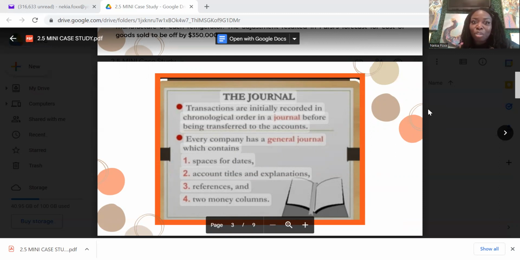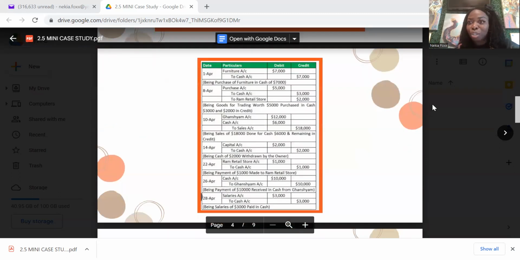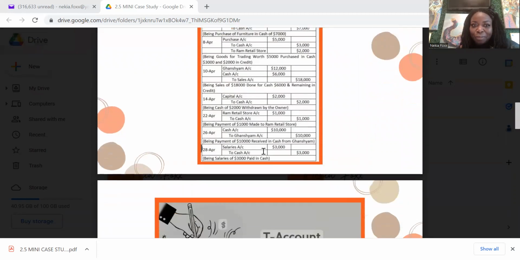Every company has a general journal, which contains space for the dates, the account titles, the explanations, the references, and two money columns. This is an example of a journal entry. You see the debits and credits, you see the dates in chronological order, and then you see the particular items that are going down as follows.